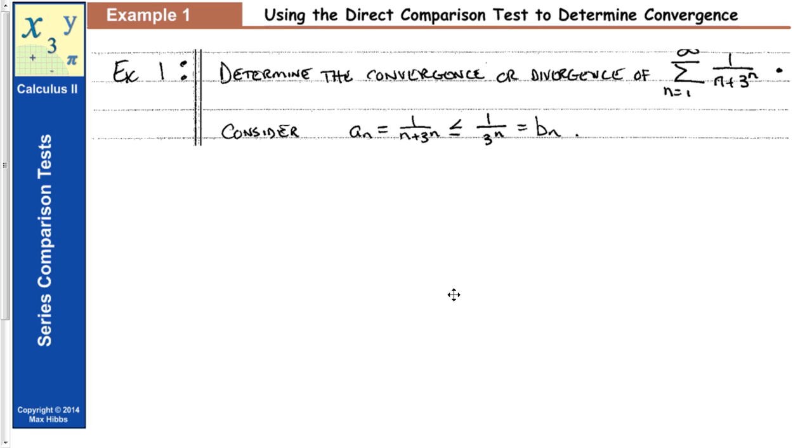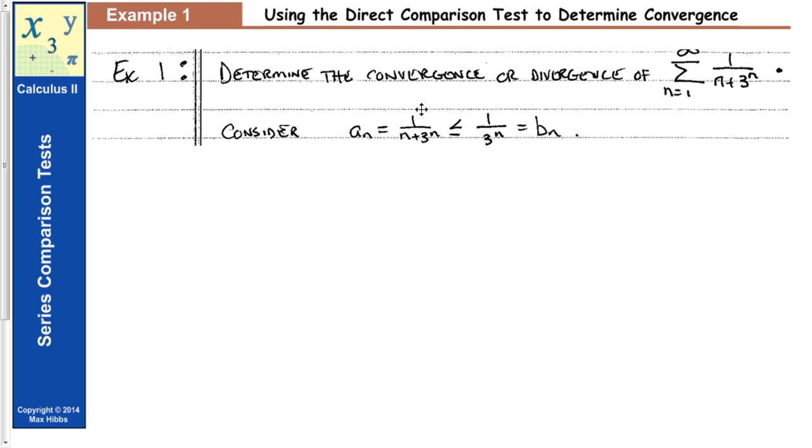Now, here's the tough part, and this is a tough part. We really don't know whether this is going to be the a sub n's or this is going to be the b sub n's. This is a tough part. I don't have another way to say it. But what I've chosen is this 1 over n plus 3 to the nth power to be my a sub n's. And the reason I've chosen that is because I can compare this.